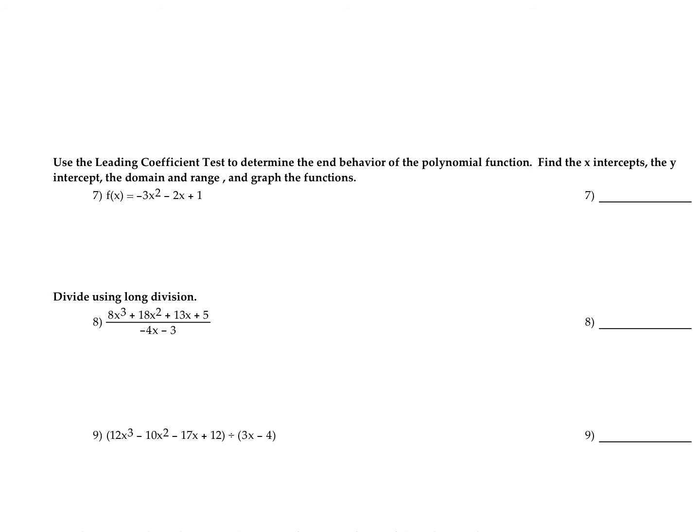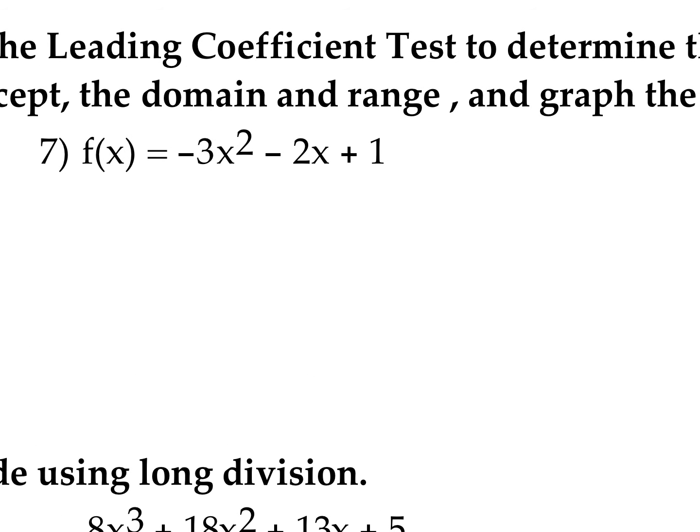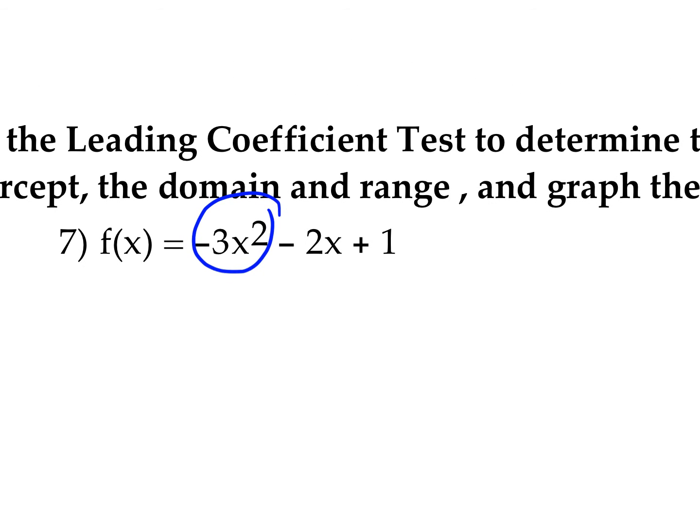All right, 7 is the same type of stuff. We have to find the end behavior, x-intercepts, y-intercept, domain, range, and graph. So which term is going to help us find the end behavior? So this determines our end behavior. So what's our end behavior going to be? Down and down, because it's negative and even.